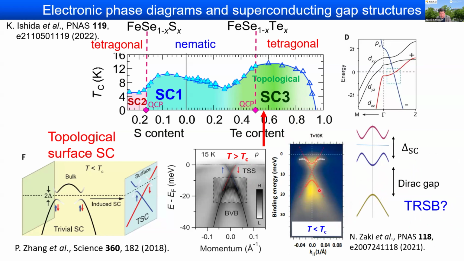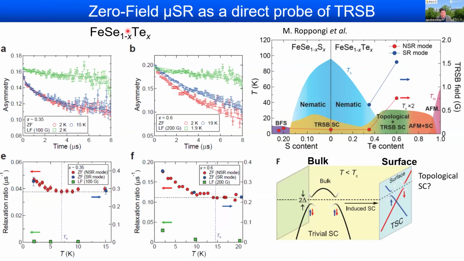So to check whether we have time reversal symmetry breaking in the bulk, we have measured the zero field μSR in this series. Okay, so here is a result for tellurium of 0.35 and 0.6, and in both cases we see the enhancement of relaxation rate below TC, indicating that we actually have time reversal symmetry breaking throughout this phase diagram. And so at least from the μSR, we can say that this time reversal symmetry breaking is in the bulk.